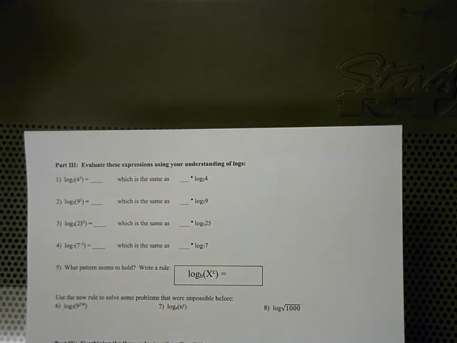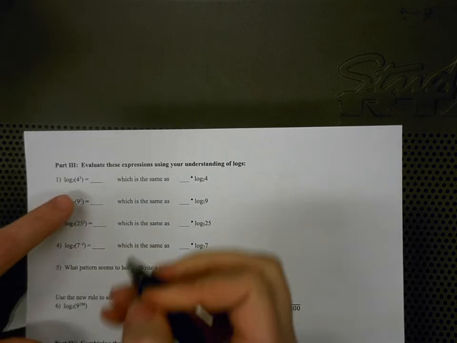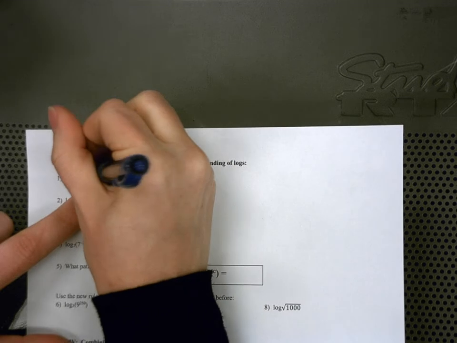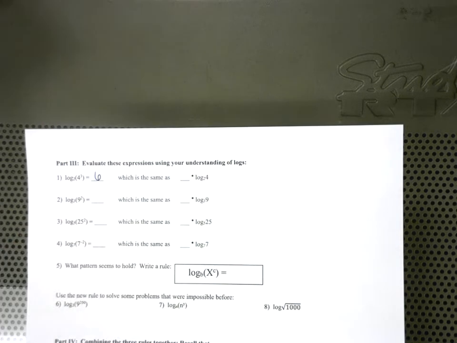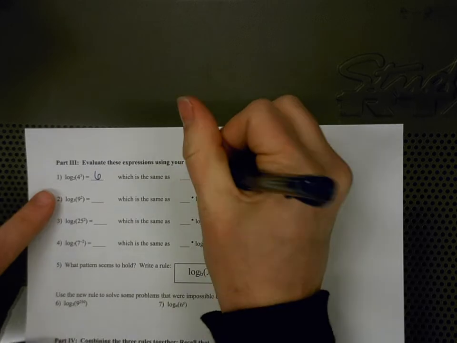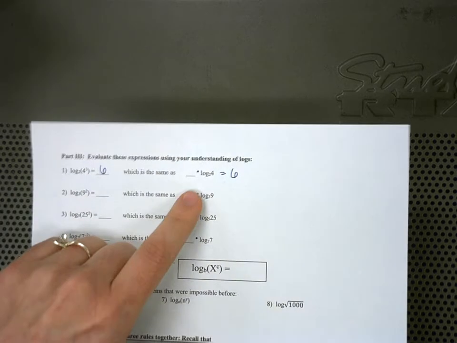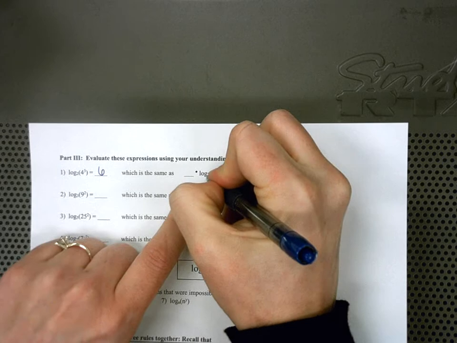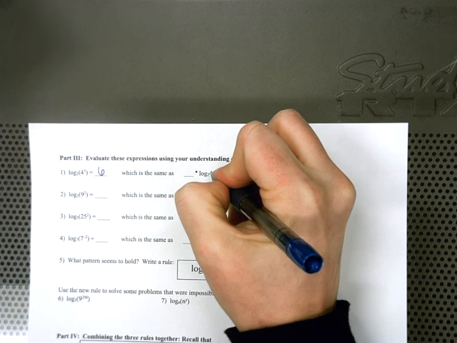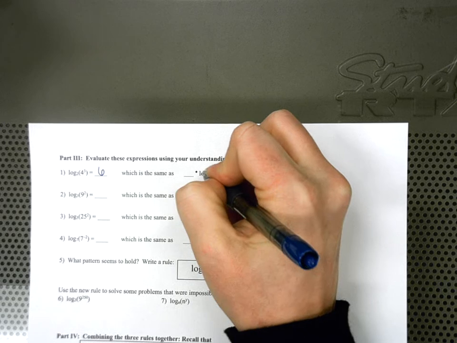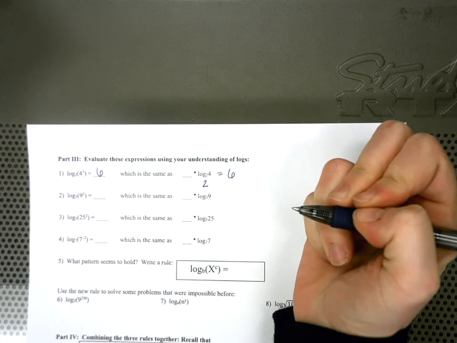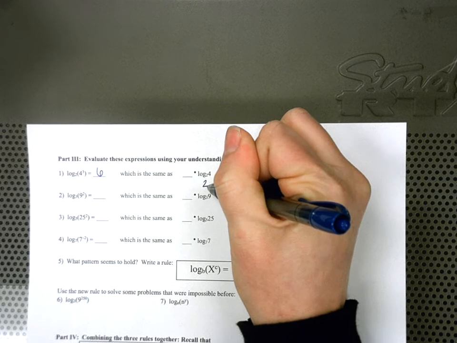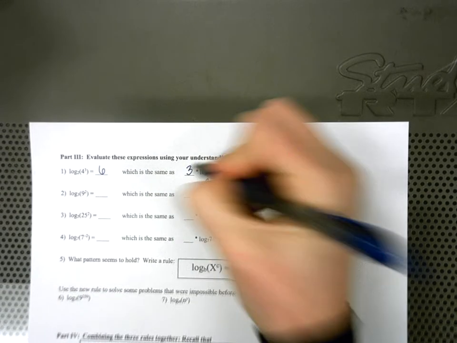And in case you didn't know, that is 2 to the 6th power. So this is 6. Which is the same as, remember we set this equal to 6. Well, log base 2 of 4 means 2 to what power gives you 4? 2 squared gives you 4. So what do you multiply by 2 to give you 6? Well, you multiply 3 times 2 to give you 6.